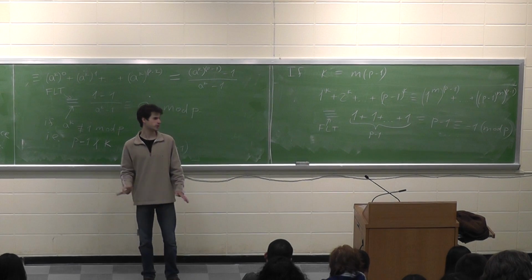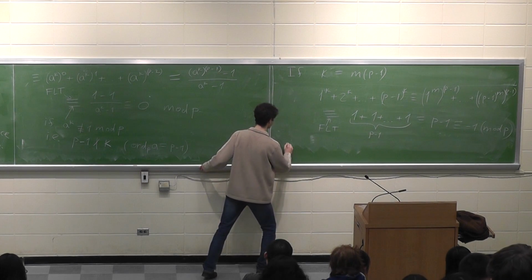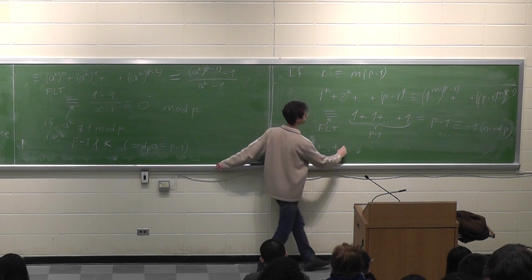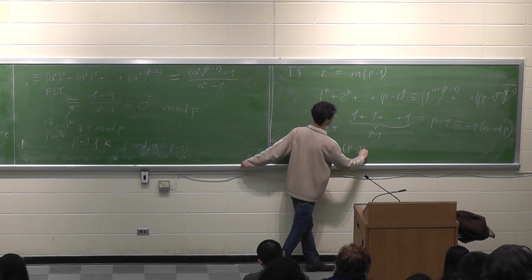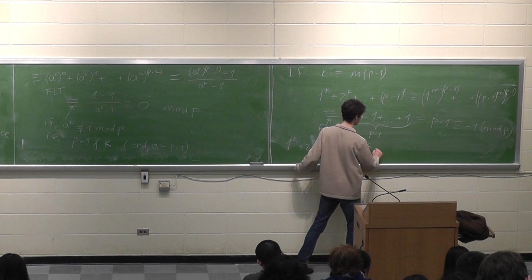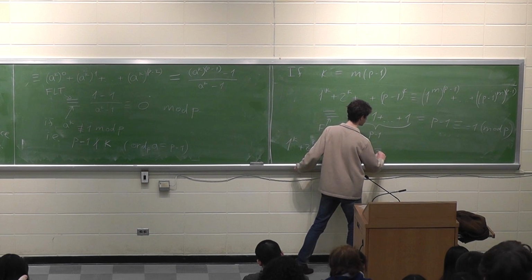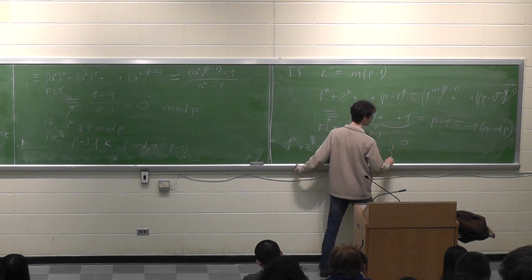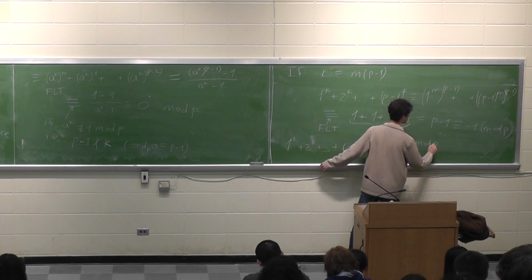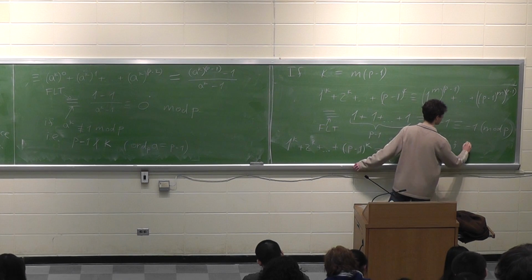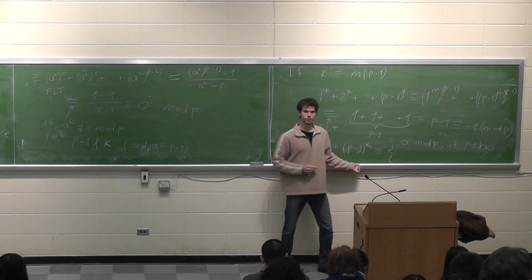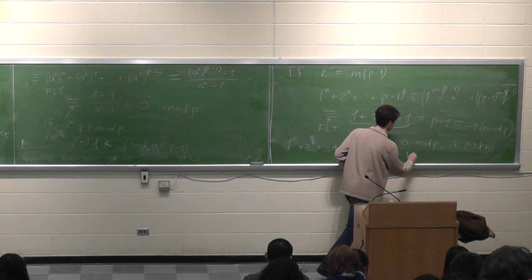So now we've got a complete answer. This sum, 1 to the power k plus 2 to the power k plus so on plus p minus 1 to the power k, is congruent either to 0 modulo p if p minus 1 does not divide k, and if it does, it's just minus 1.